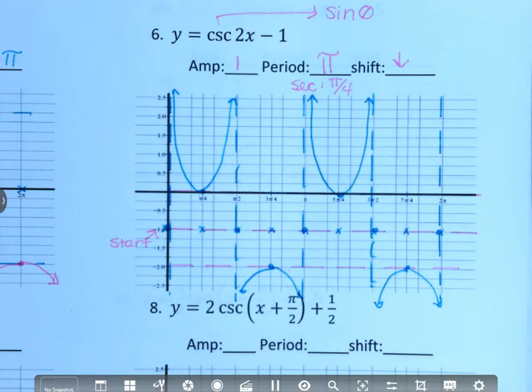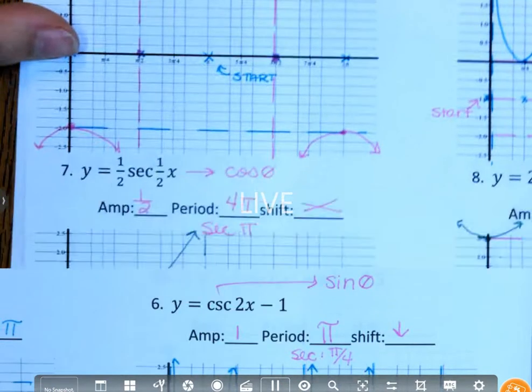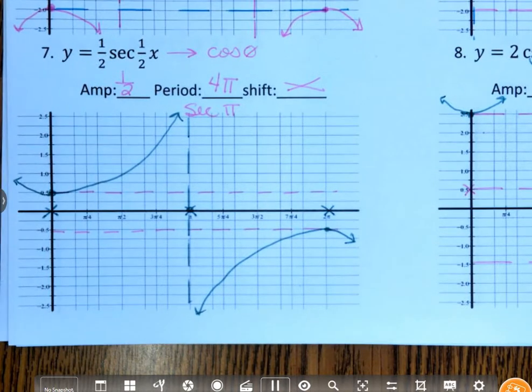Questions? All right, well, why don't y'all do 7 and 8 then? You're so smart. Do it on your own. Y'all ready for this awesomeness? Just looking at these two. Here we go. Number 7.